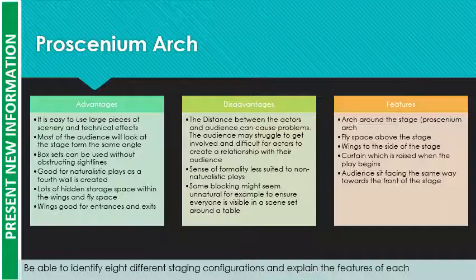Either side we have wings of the stage, which is where the actors' entrances and exits are usually, and they can also hide props and scenery within the wings. A proscenium arch has a curtain which is raised when the play begins and quite often is lowered when the play ends. And the audience sits facing the same way towards the front of the stage.